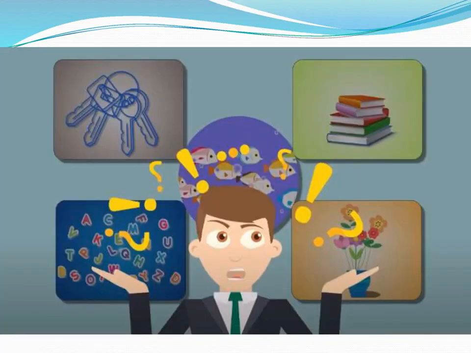Students, already observe this picture. What do you think about the picture? Yes. This picture contains a bunch of keys, a pool of fish, a group of letters, a group of books, a bunch of flowers. Here the one thing we see in common is that everything is in the form of a group or set.